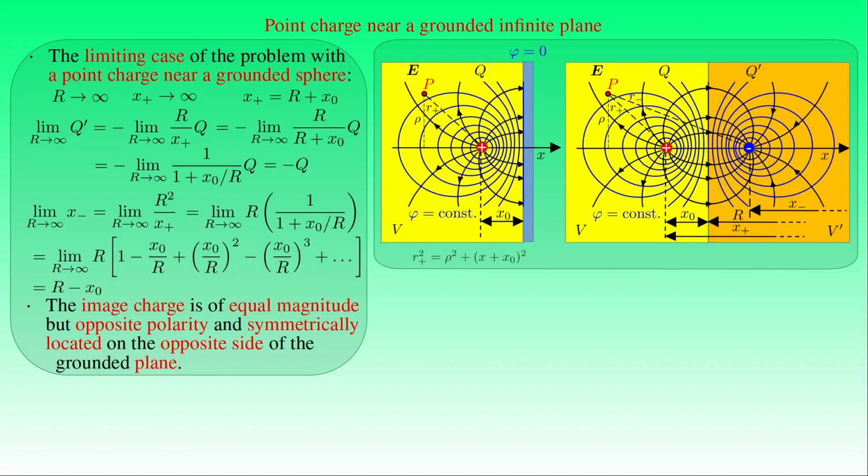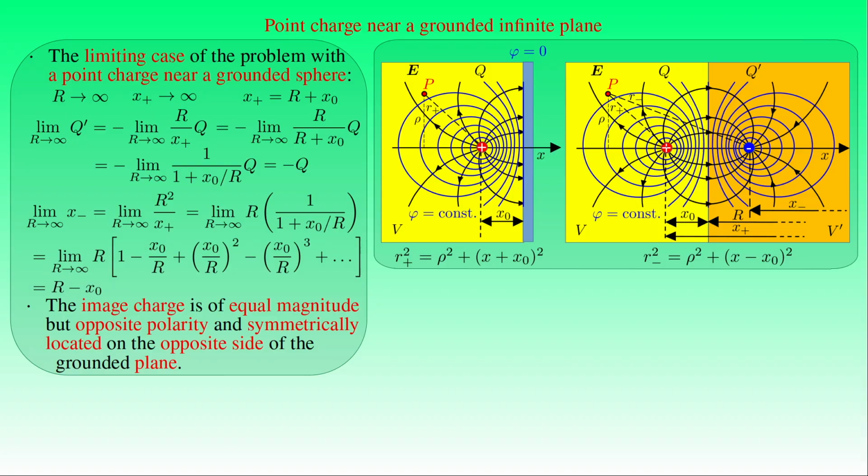Then the square of the distance r sub plus between the point P and the point charge q is equal to ρ squared, plus the square of the sum of x and x0. Similarly, the square of the distance r sub minus between the point P and the image charge q' is equal to ρ squared, plus the square of the difference between x and x0.